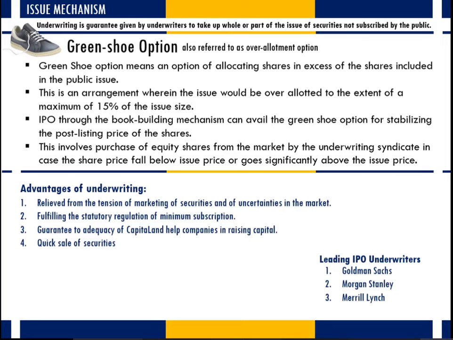So the first benefit is that the companies are relieved from the tension of marketing of securities and of uncertainties in the market. Marketing of securities is undertaken by the underwriters themselves. Fulfilling statutory regulation of minimum subscription: if underwriting does not exist, then most of the companies would have failed to meet the minimum criteria, right? Because of underwriting, it is possible now for a company to meet the minimum requirement of 100% issue of shares.